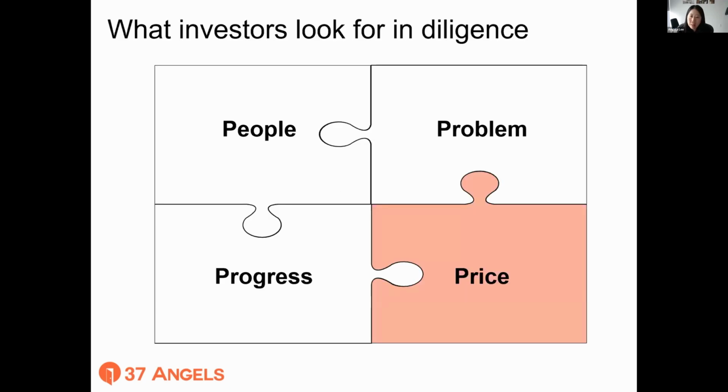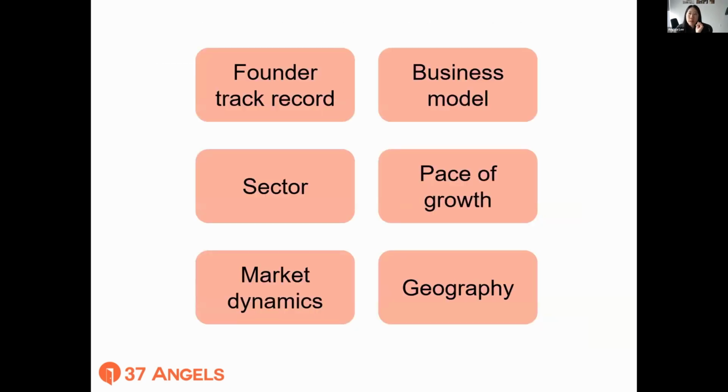Okay, the final thing is price. So these are the things that lead to a higher or lower price. If you are a successful serial entrepreneur, you are going to raise at anywhere from like 1.5x to 3x of a higher valuation than a first-time founder. If you have a business model that has high switching costs, recurring revenue, and network effects, you are going to have a higher valuation. If you are in a sector that has higher multiples, like AI, fintech, enterprise software, you're going to have a higher valuation.